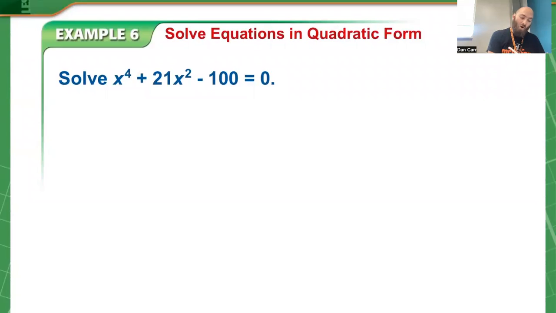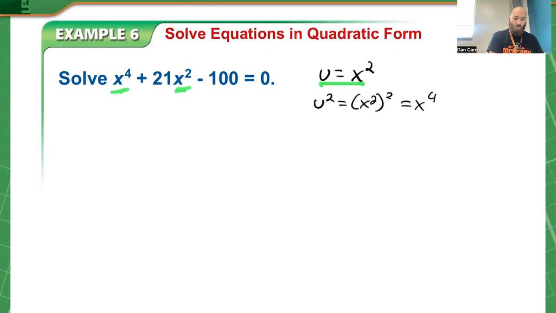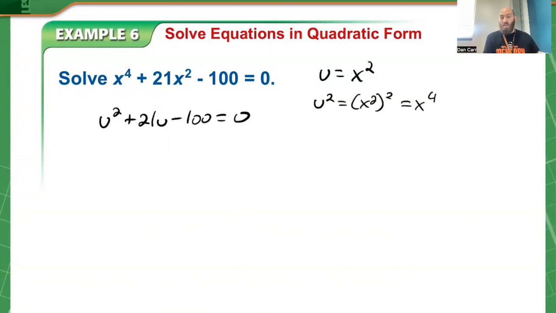I'm going to call a different variable, we'll call it u. I'm going to call that x squared. What that means is if I square that, that's the same as taking x squared to the second power, which is x to the fourth power. Well, what if I replace these with u and u squared? If I do that, x to the fourth is the same as u squared in my scenario here. That'll be u squared plus 21u minus 100. This is now just a quadratic. I could solve this much easier, and that's what I'm going to do.